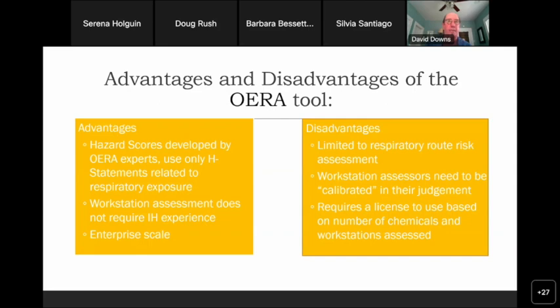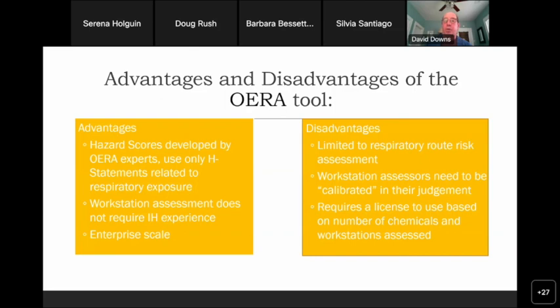So you can spread the labor related to doing the workstation assessments to a broader group of people. And it is enterprise scale. The disadvantage is it's limited to the respiratory route risk assessment.